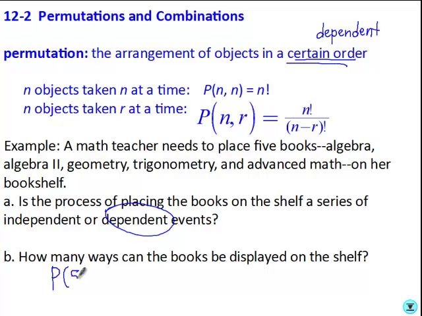She has 5 books to choose from, and every single one is going on the shelf. It's 5 choose 5. We've just done that. We know how to do that in the calculator. We get the 5 nPr 5. Or if we wanted to do it by the formula, it's 5 factorial. In any case, the final answer is 120.